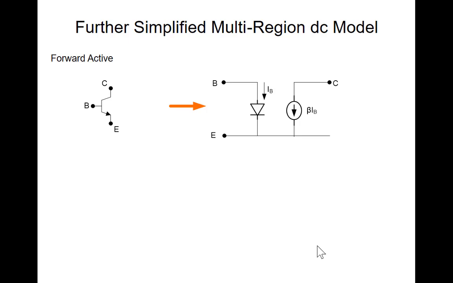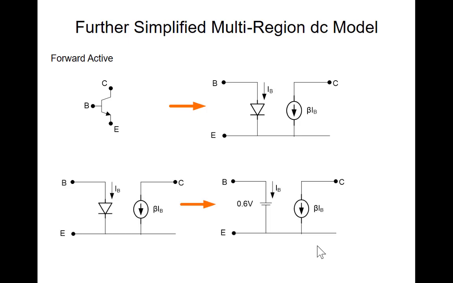I'm going to do a little bit of a further simplification right now on the model of the bipolar transistor. In the forward active region, the base emitter junction looks pretty much like a diode, and the collector current is about beta times the base current. So in many applications, we can simply model the base emitter junction as a voltage source of 0.6 volts and the collector current as a current dependent current source of value beta IB. And this model is pretty much valid provided that in your circuit it doesn't make much difference whether the base emitter voltage is 0.6 volts or 0.7 volts.